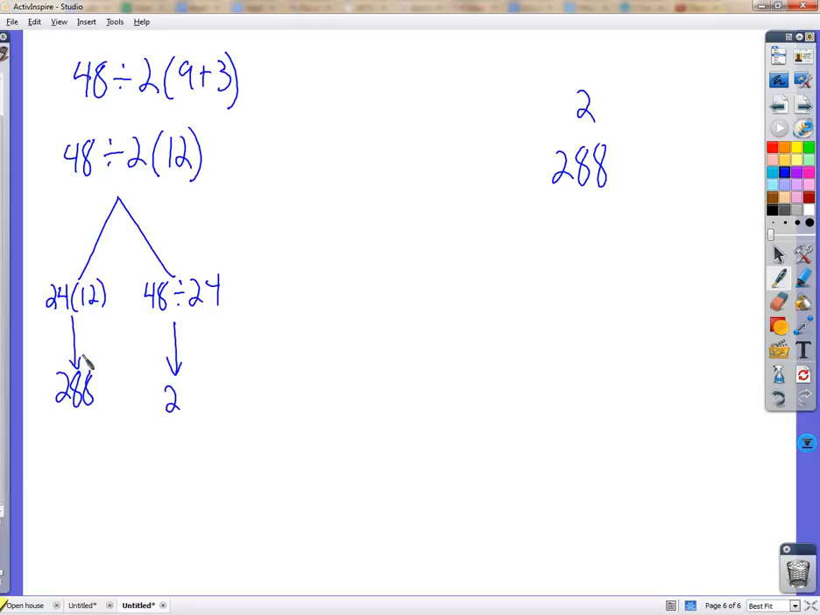Which is right? 288. Go ahead. Blast your competition with how right you are. Because aren't you supposed to go left to right, so you get 48 divided by 2 first, and then multiply by 12? Okay. Counter. Rebuttal? Multiplication comes first. It's multiplication and division from left to right, though. That's right. It's both of those in the same step. Who's right?